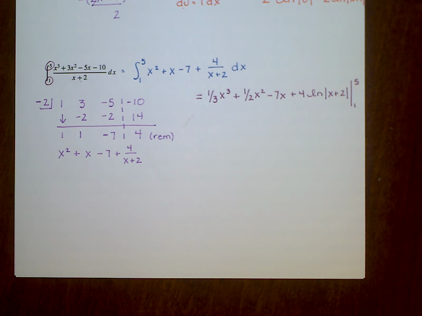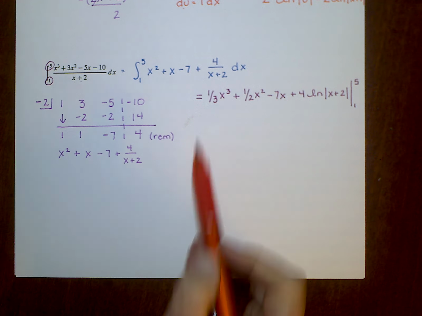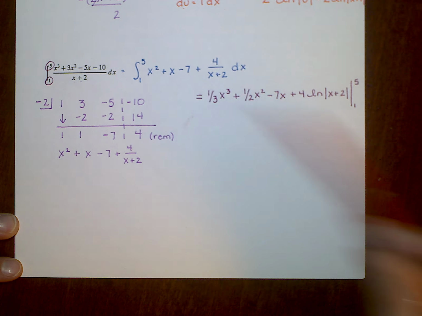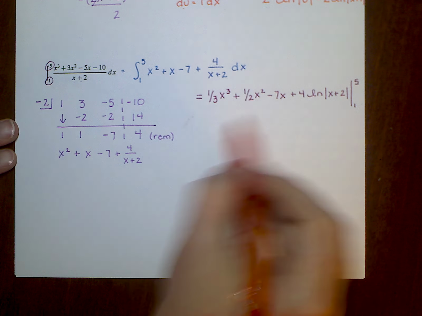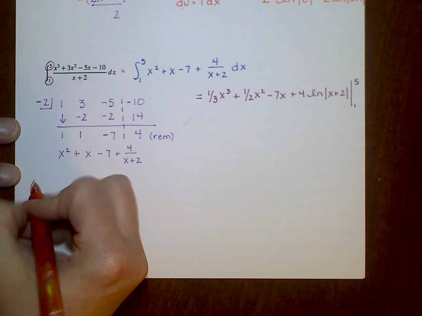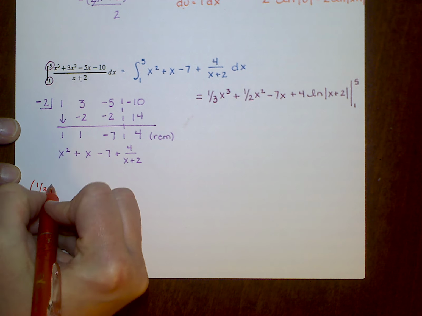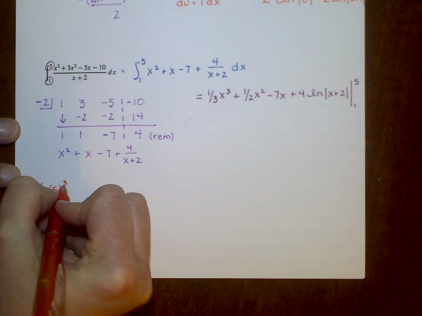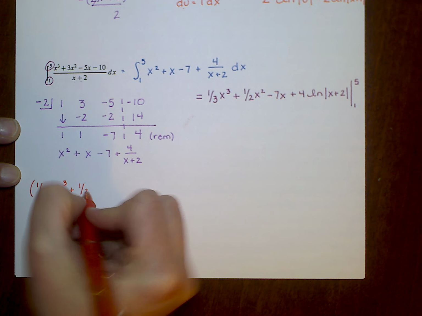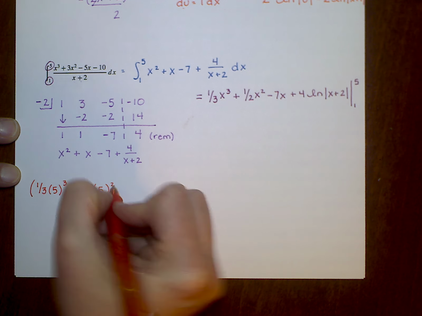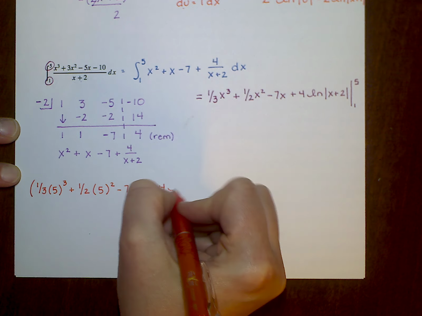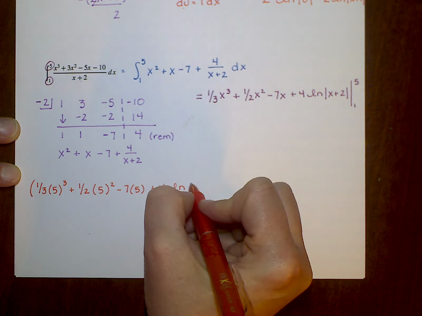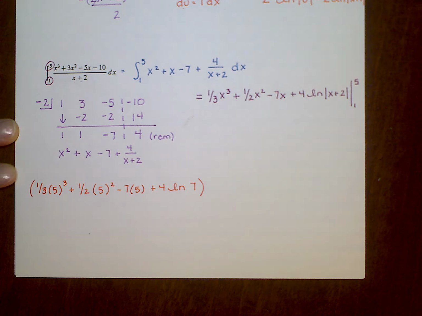And one of the mistakes I see quite a bit is people trying to just write down everything at once and then throw the subtraction sign in there. And if you miss those parentheses, that can really mess you up. So let me show you what I'm talking about. I'm going to do everything with the 5 first. Open a big set of parentheses. So 1/3 times 5 cubed plus 1/2 times 5 squared minus 7 times 5 plus 4 natural log. And I'm putting a 5 right here, so that's really going to become a 7. 5 plus 2 is 7. Close my parentheses.